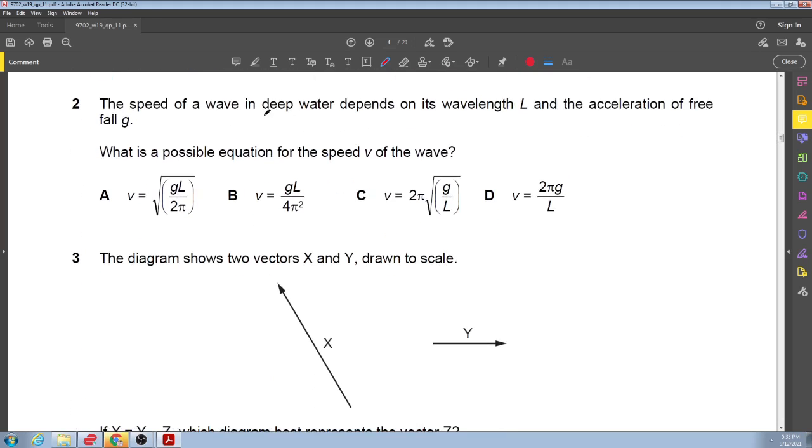Second question is, the speed of wave in deep water depends on the wavelength and the acceleration of free fall g. What is the possible equation for the v of the wave? Whenever you see this kind of question in the exam and you are not familiar with it, the easier way is to check the right hand side unit and left hand side unit, and if the units are consistent, homogeneous, then that equation is correct. If I check the first one, that is meter per second square into meter. This gives me meter square per second square, square root, and then we get meter per second. So luckily my A answer is correct.